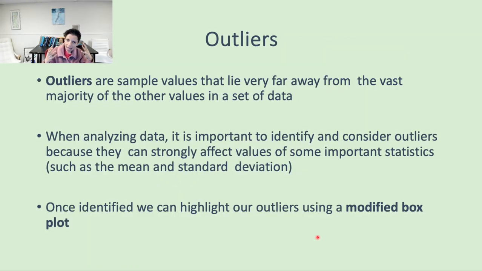So outliers are sample values that lie very far away from most of the data points. And when we analyze data, it's important for us to identify and consider the outliers, because they can strongly affect the values of some of our important statistics, like mean and standard deviation. And once we identify the outliers, we can also include them in our box plot to create what's called a modified box plot.